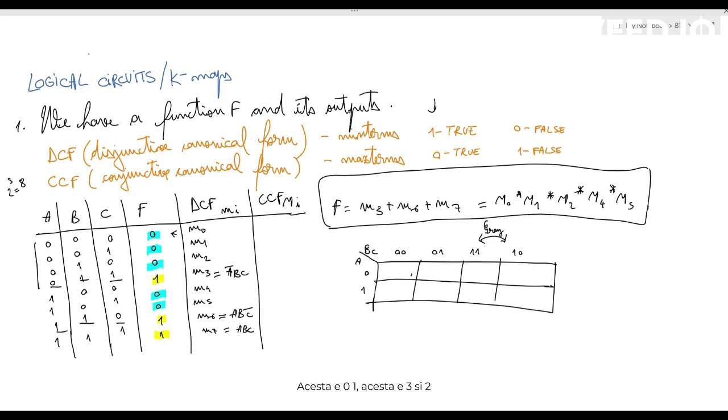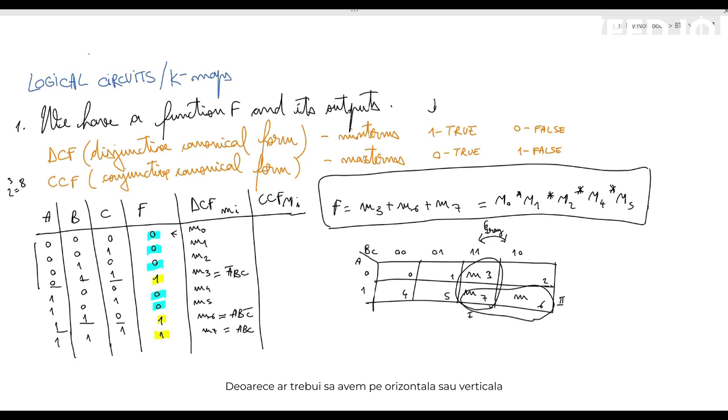Now, this is 0, 1. This is 3 and 2. Because it is reversed. 3, 2, 4, 5, 7, and 6. We have the min terms M3, M7, and M6. Now we should group them like that. This is the first group, this is the second group.